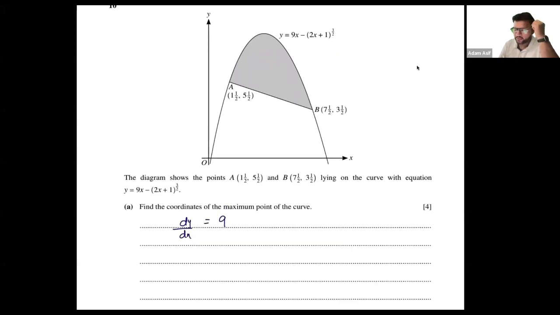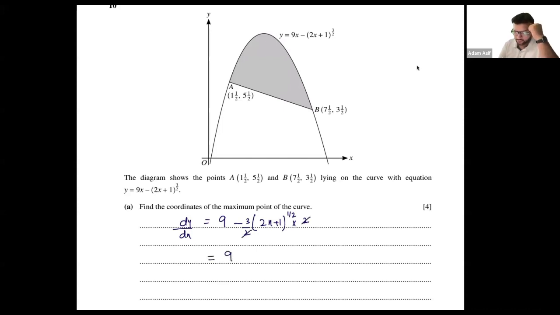Differentiation of 9x would be 9. Differentiation of this bracket would be minus 3 upon 2 times (2x plus 1) to the power of 3 upon 2 minus 1, times 2.